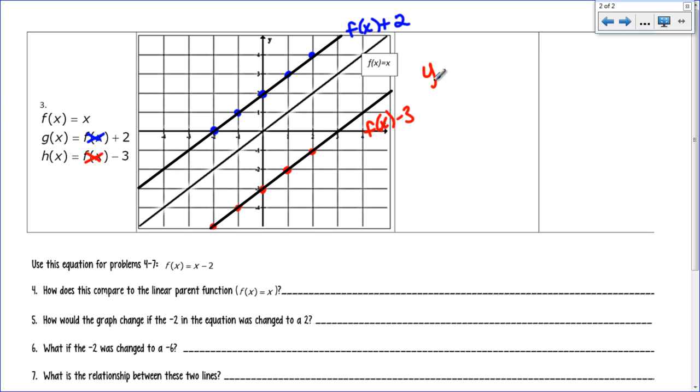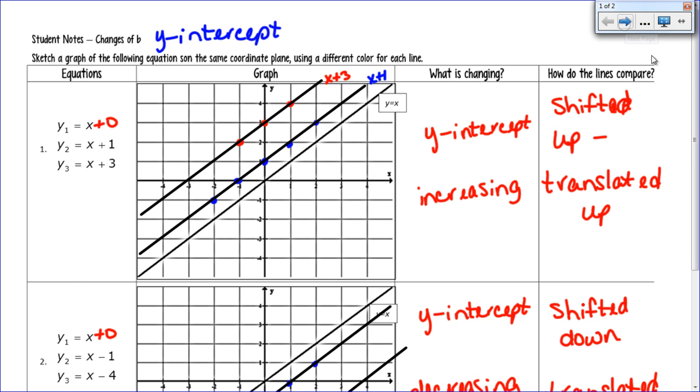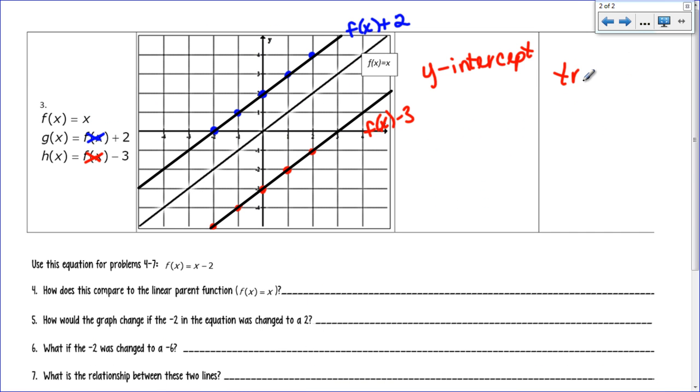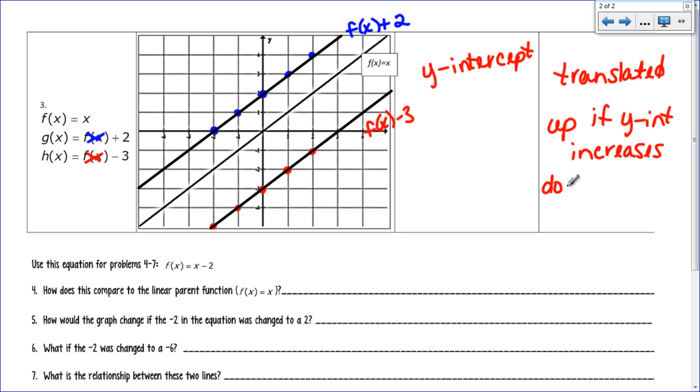And so what's changing every time is the y-intercept. And it depended. The first time I increased it, the second time I decreased it. So the y-intercept is just changing. And so how do the lines compare? They're translated. They get translated. It goes up if the y-intercept increases, and down if the y-intercept decreases.